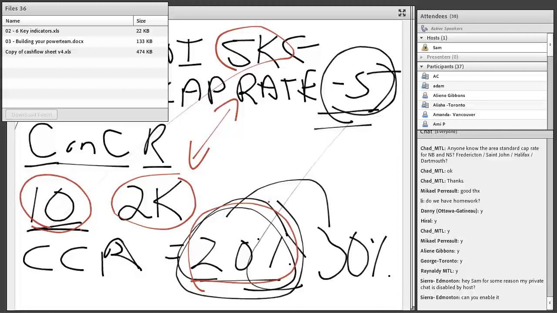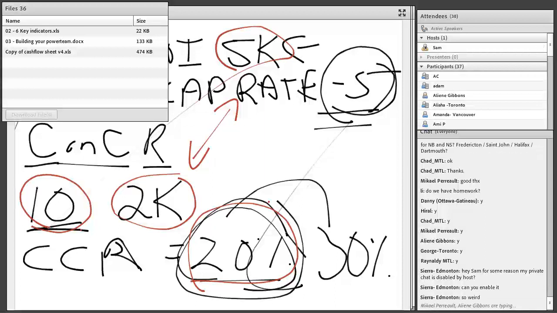Oh, I don't know why that is. I have no idea. Okay. I don't know why it doesn't show disabled on my side at all. Let me see. Did you get that?